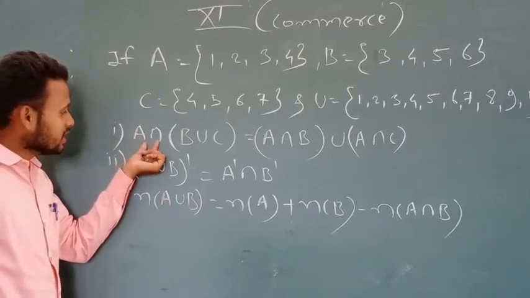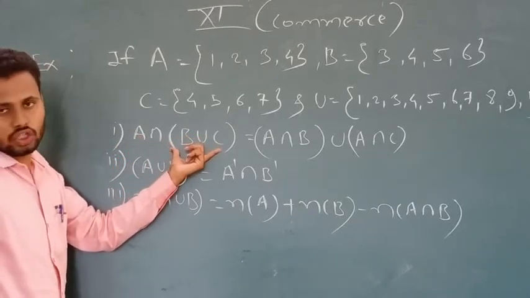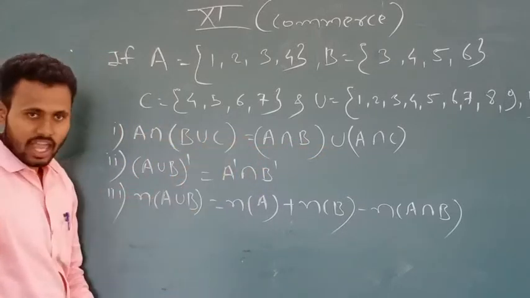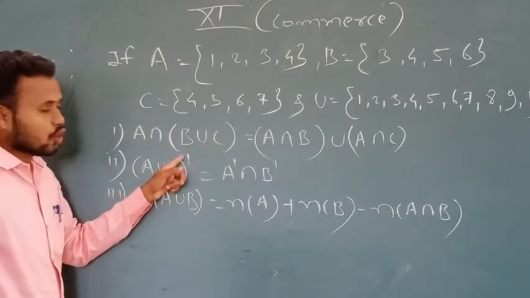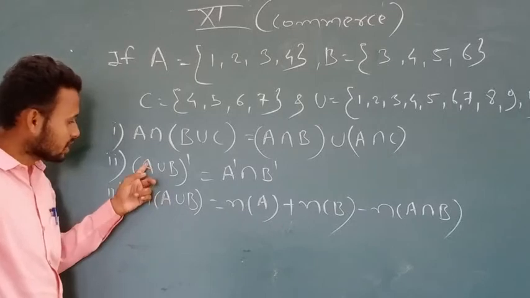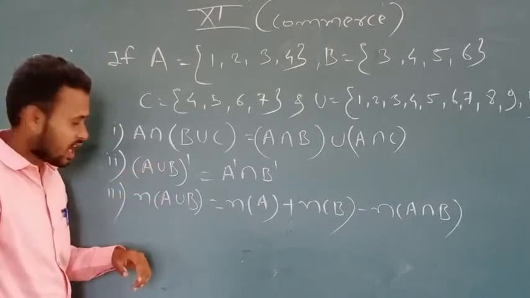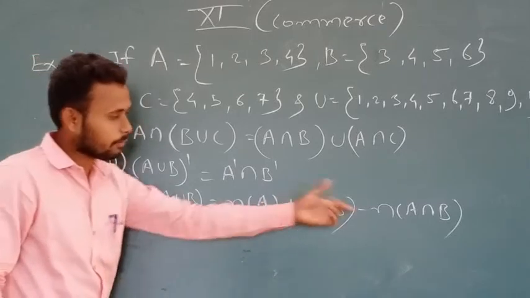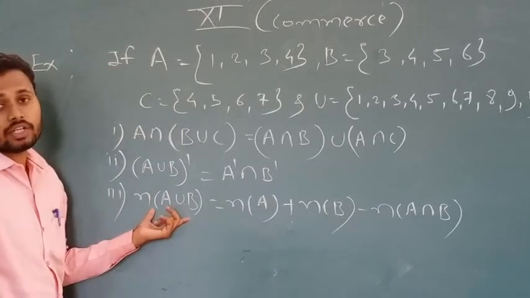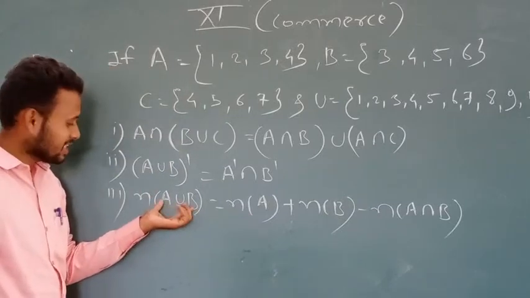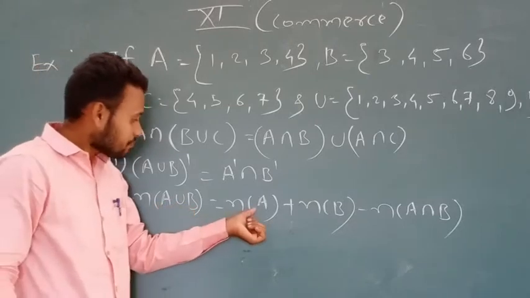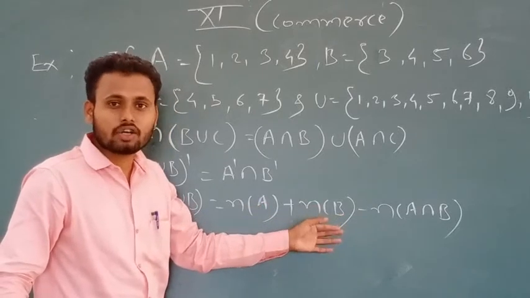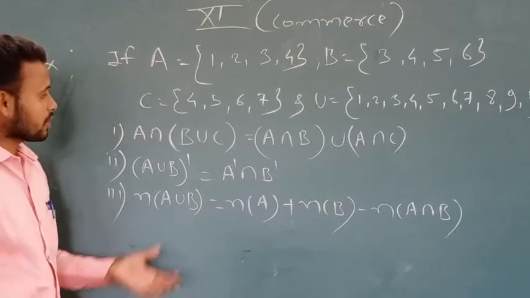First one is A intersection (B union C) which is equal to (A intersection B) union (A intersection C). And the second property is (A union B) whole complement, De Morgan's law, which is equal to A complement intersection B complement. And the third one is n(A union B) which is equal to n(A) plus n(B) minus n(A intersection B). Here n(A union B) is the number of elements of set A union B, or the cardinality of set A union B. Second, n(A) is the number of elements of set A, or the cardinality of set A, and n(B) is the cardinality of set B. We know that. Now the first property.